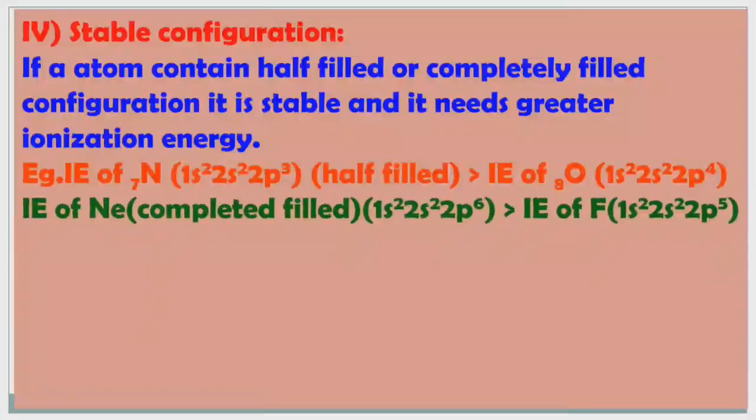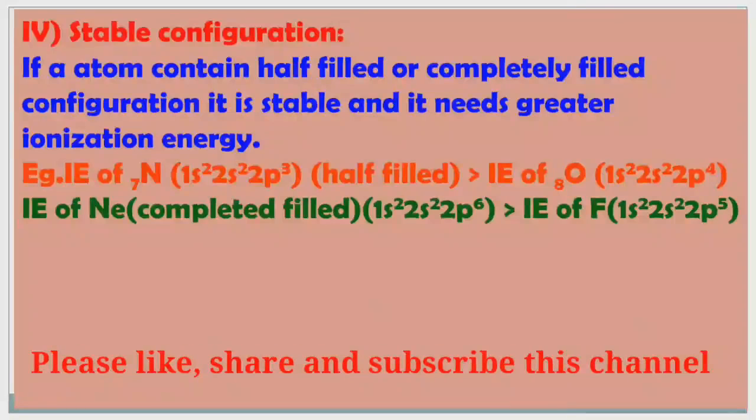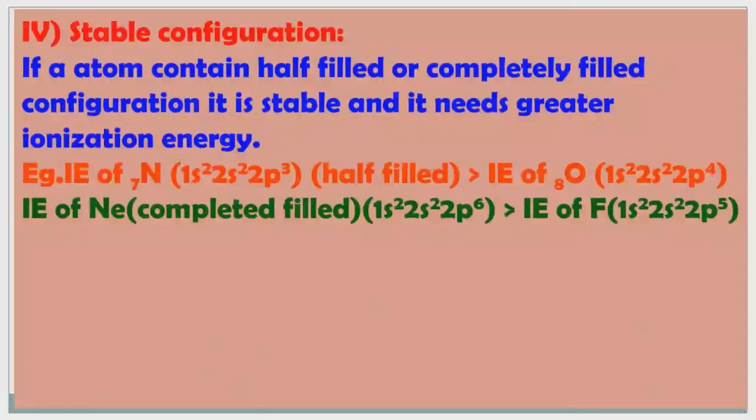And we will see another example, neon. Neon's electronic configuration is 1s2, 2s2, 2p6. It contains a completely filled configuration. Fluorine's electronic configuration is 1s2, 2s2, 2p5. So compared to fluorine, neon has a completely filled configuration, so it needs greater ionization energy. Ionization energy of nitrogen is greater than oxygen. Ionization energy of neon is greater than fluorine.